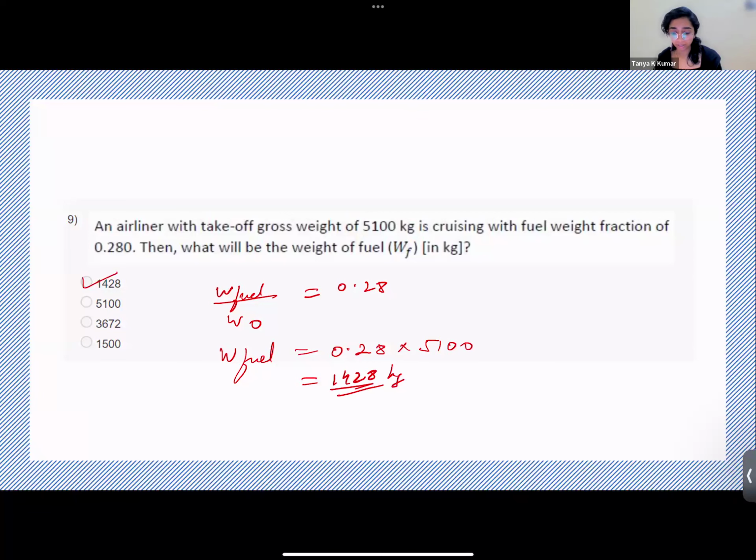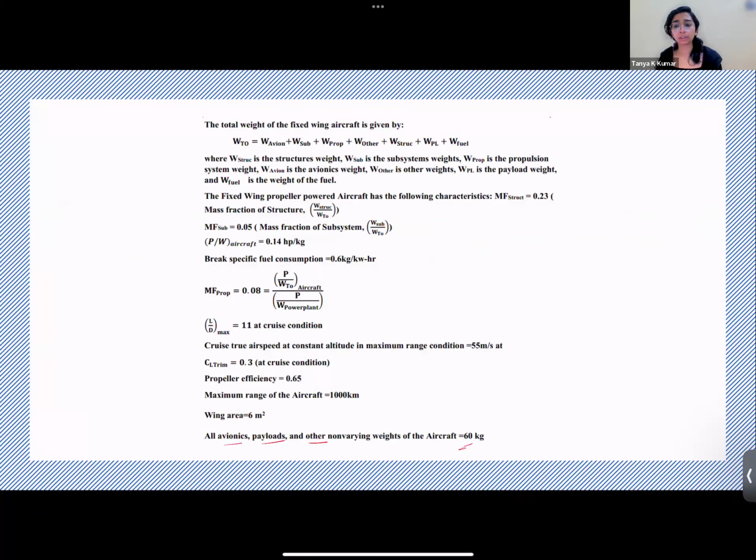Very simple. Now look at this question where we will be using concepts like weight fraction, mass fraction. Just read the question. The total weight of the fixed wing aircraft, the takeoff weight, is given by the weight of the avionics, weight of the various other subsystems, weight of the propulsion device, propeller, whatever propulsion system, the other miscellaneous weights, weight of the structure, weight of the payload, and weight of the fuel. Okay, so they've described what each quantity is.